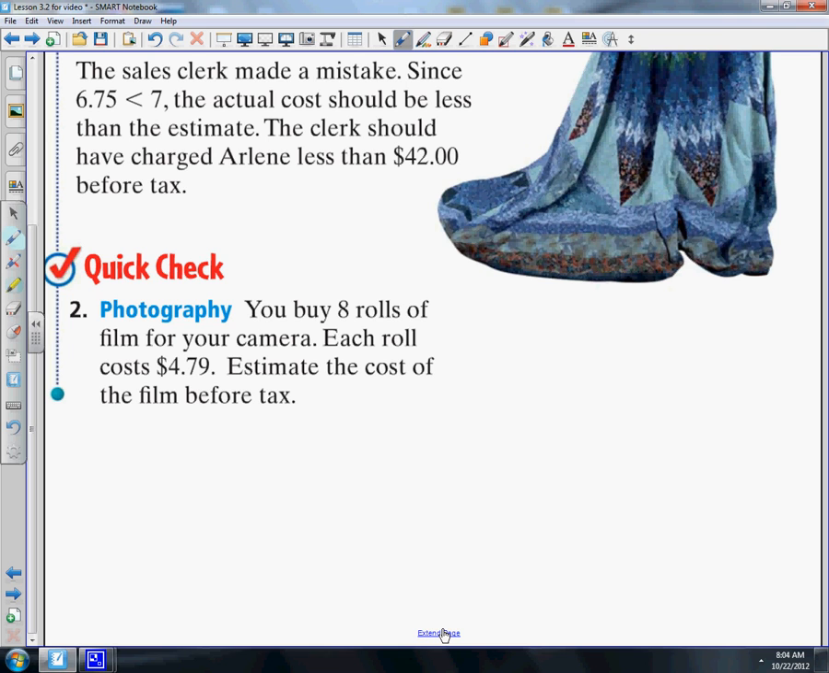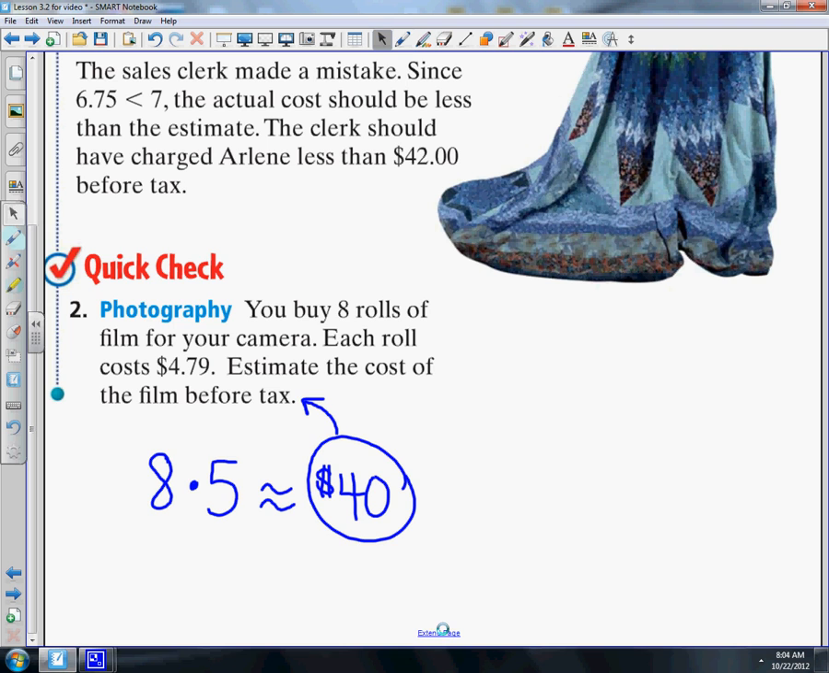All right, so 8 rolls of film for your camera, so that's 8. And I'm going to times it by $4.79, which I'm going to round to 5. 8 times 5 is approximately $40. So the cost of the film before tax would be $40. Pretty simple.